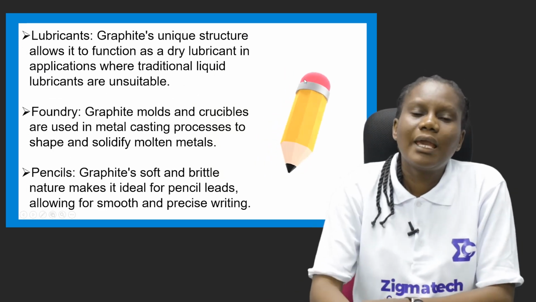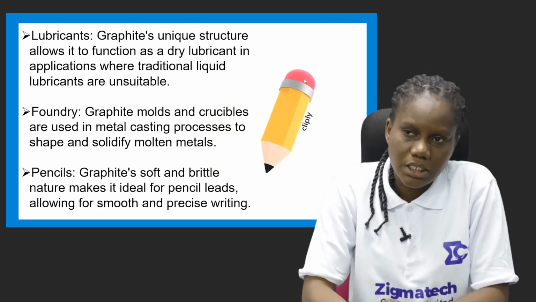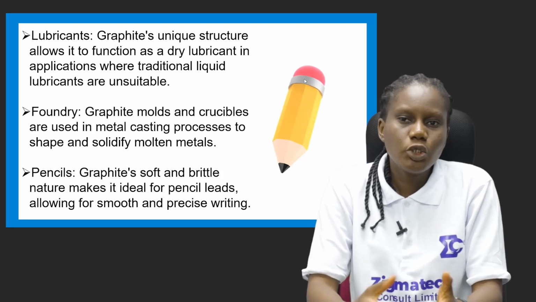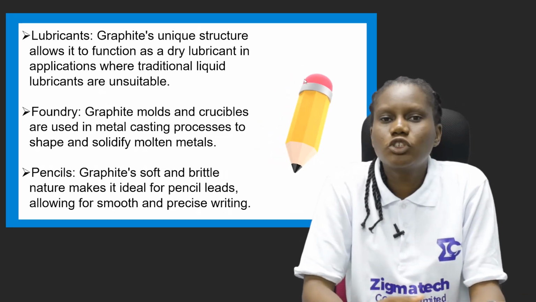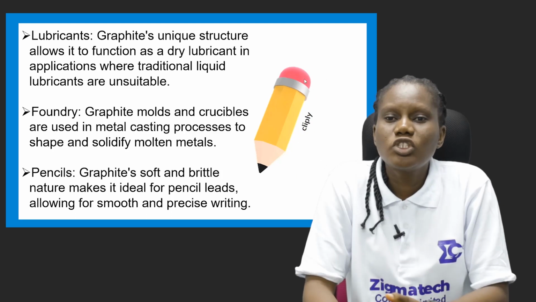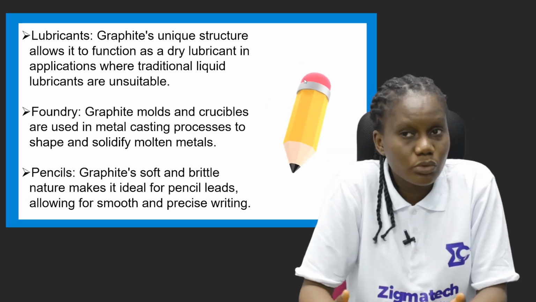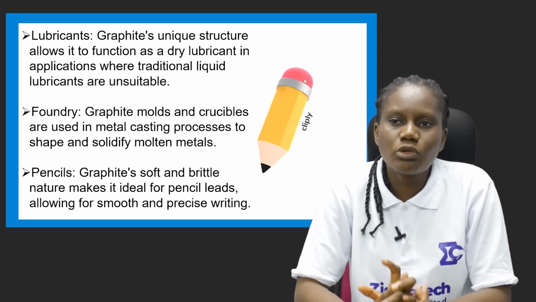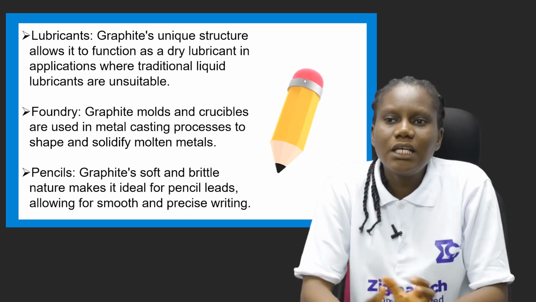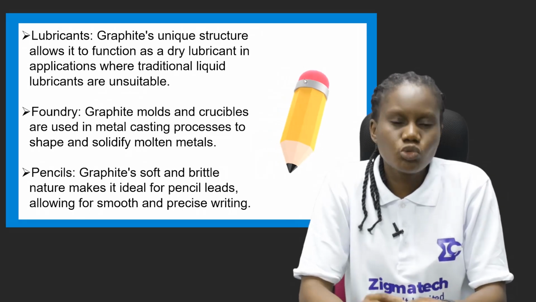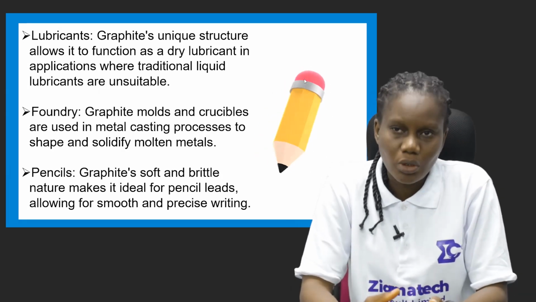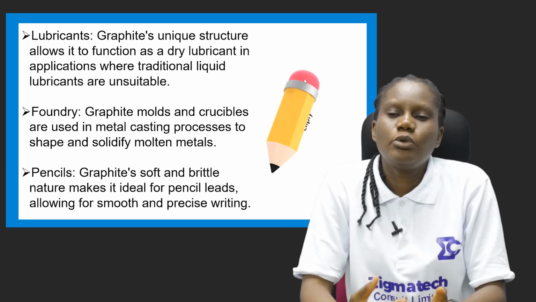Graphite also can be used as a lubricant. We have two types of lubricants: the liquid lubricants and the dry lubricants. In the case in which liquid lubricants are unsuitable, you apply your dry lubricants. And graphite has a unique structure, it is a unique product that you can use.